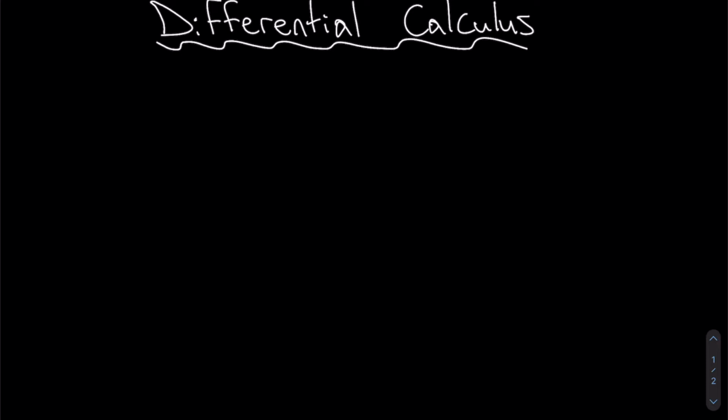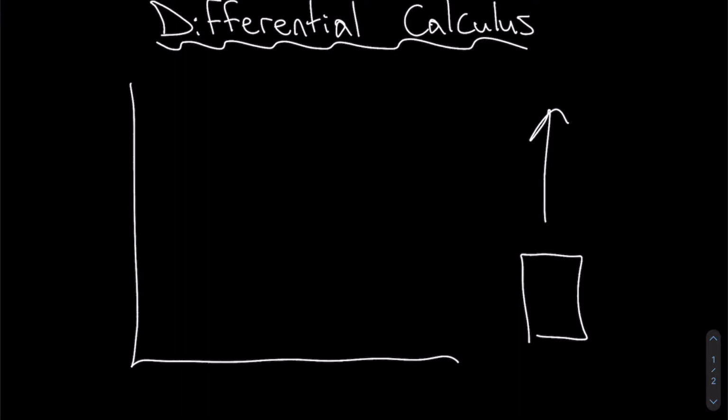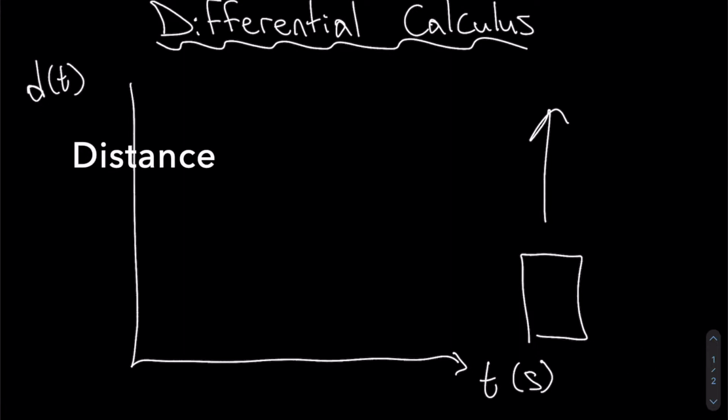Let's say I was driving a car, and at each point in time, I want to graph the distance at that point in time. So I'm going to put on the x-axis t for time, and I'll use unit seconds. And then on the vertical axis, I'm going to put distance as a function of time. And I'll do that in units of meters.